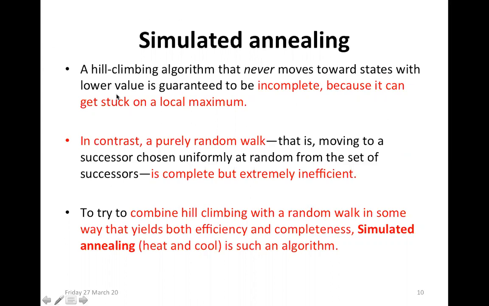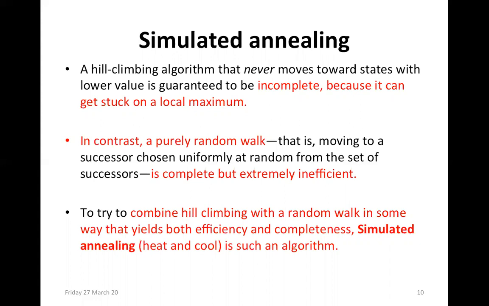According to this first point, and according to our previous knowledge of the hill climbing algorithm, we know that the algorithm never moves toward the states which have a lower value. What it means is that in hill climbing, we have a loop, and in that loop we always select those states which have a higher value than the current value of the state that we have. So hill climbing always accepts the higher values of the states, and it never moves towards those states which have lower values.